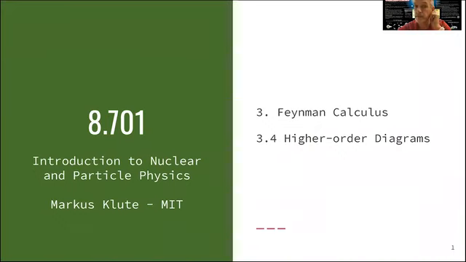Welcome back to 8701. In the previous lectures, we studied how to read Feynman diagrams, how to calculate amplitudes and phase space. And we are able to use this, using Fermi's golden rule, in order to calculate lifetimes and scattering cross sections. We exercised this with a toy theory and simple examples. But we focused on leading order or tree level diagrams.